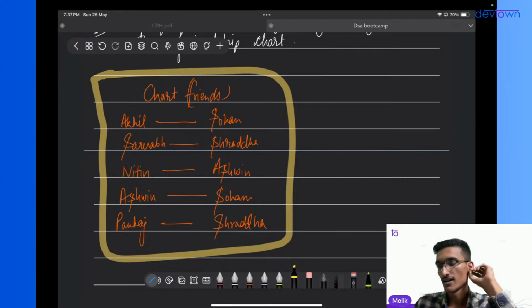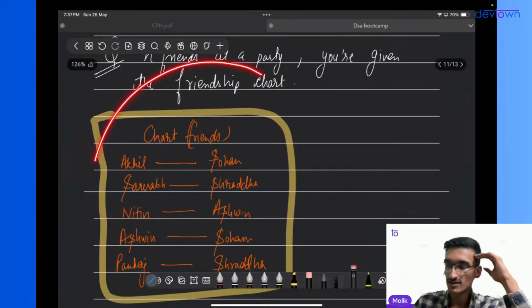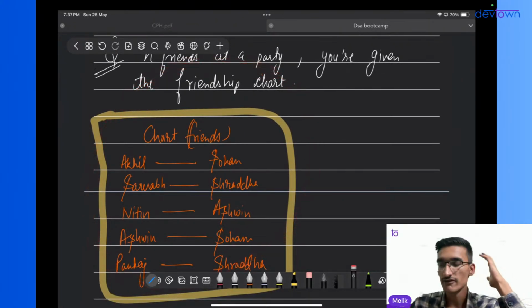Now tell me how you can create a graph out of this. You have to create a graph representation of this scenario. Like by graph representation, I mean what will be your vertices, what will be your edges. How will you create a graph out of this?